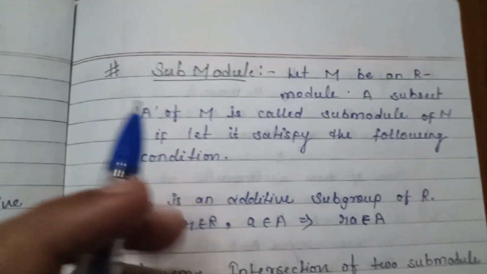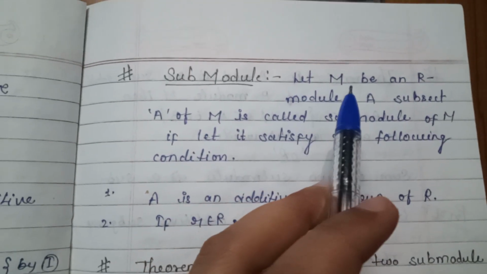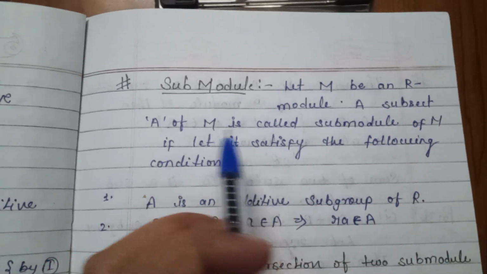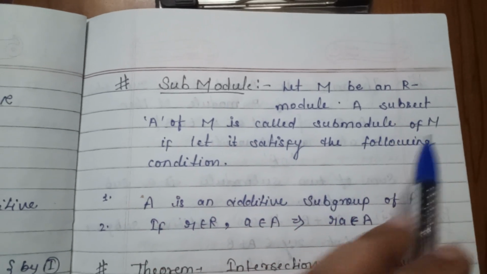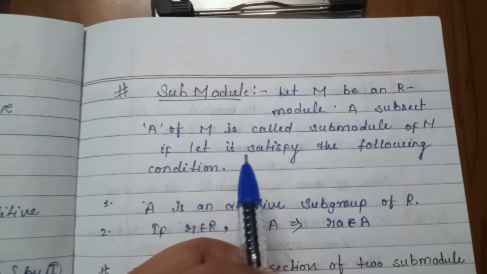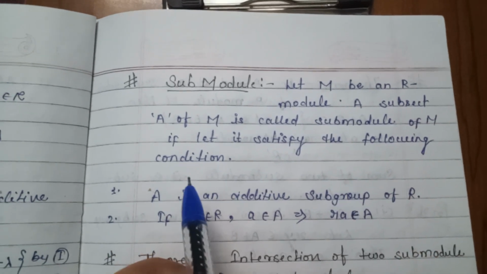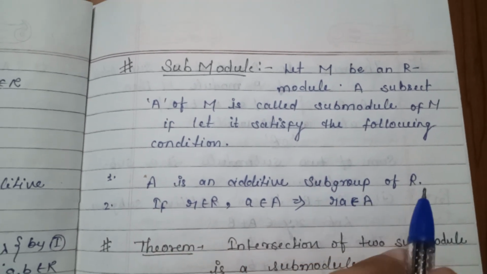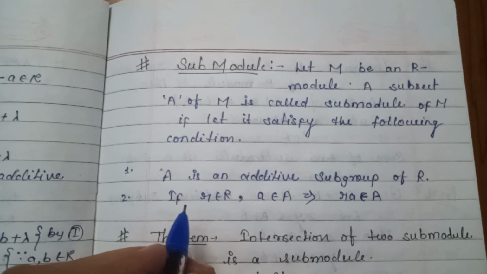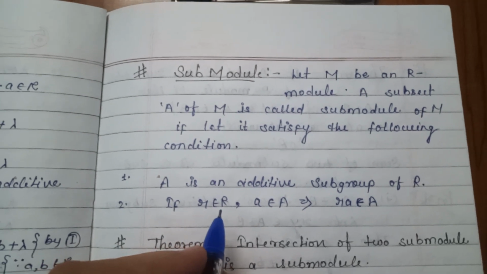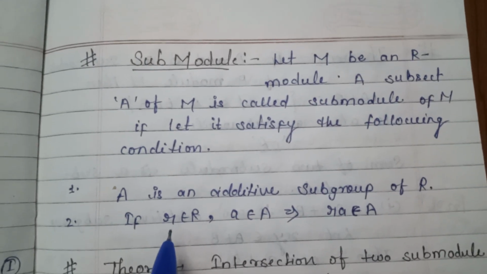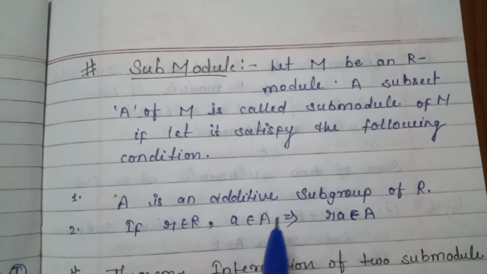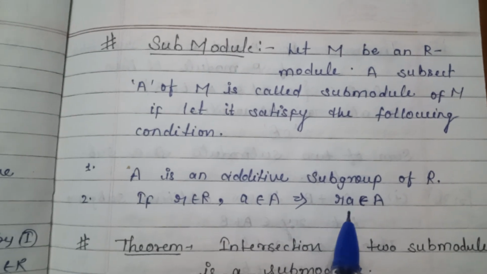The definition of submodule: let M be an R module. A subset A of M is called a submodule of M if it satisfies the following conditions. The first condition is A is an additive subgroup of M, and second, if small r belongs to capital R and small a belongs to capital A, which implies that ra belongs to capital A.